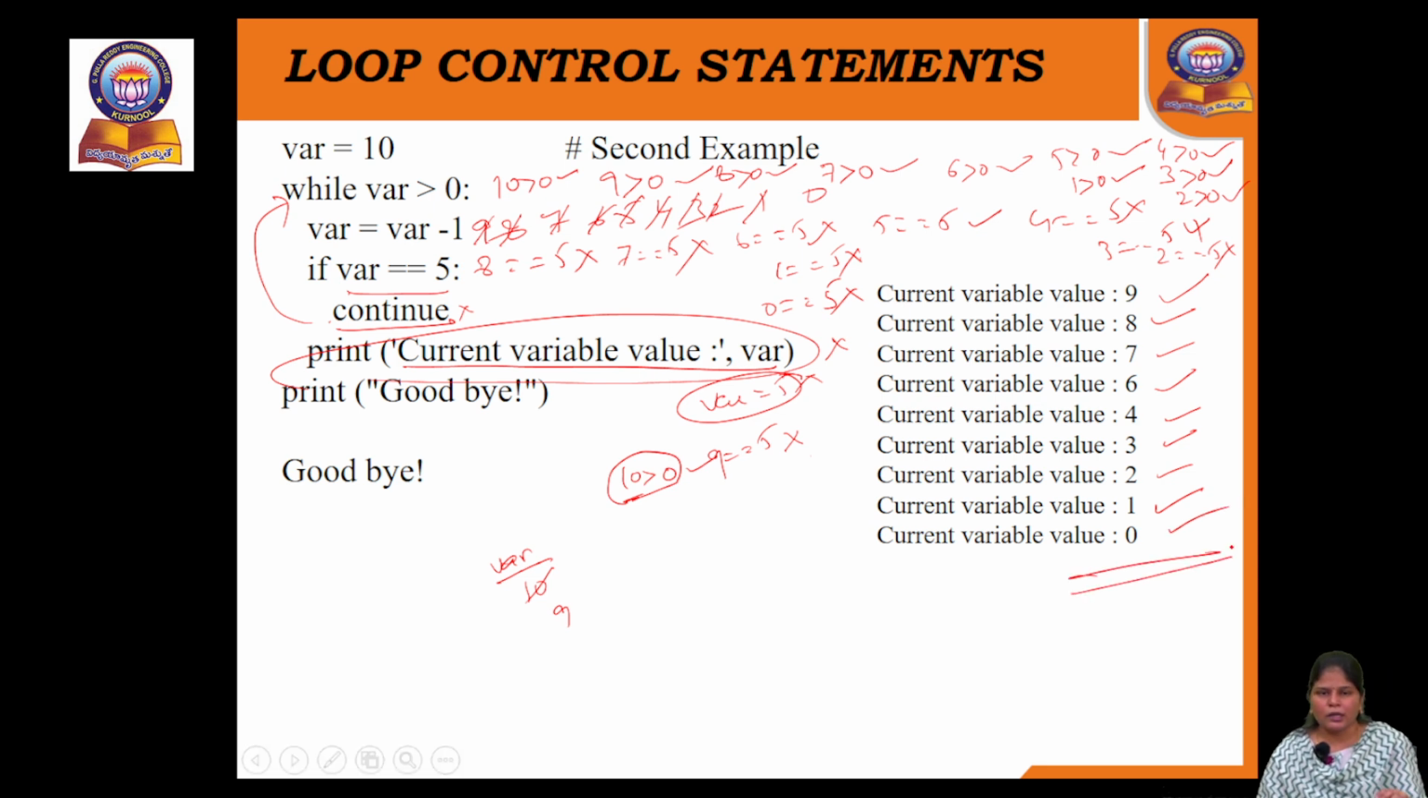Like that it goes on checking with the condition. If this particular if condition is true, then the interpreter has encountered the continue. In such case the rest of the loop statements will not be executed. It will skip the iteration. It goes back to the condition checking, right?